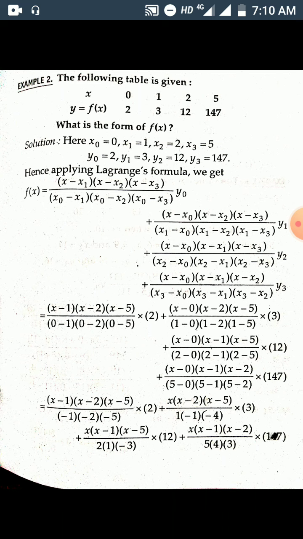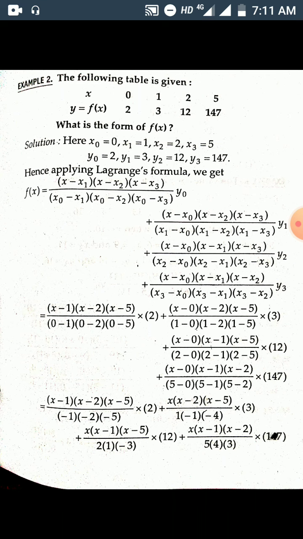So substituting the values of x0, x1, x2, x3, y0, y1, y2, y3, we will get (x minus 0)(x minus 2)(x minus 5) divided by (0 minus 1)(0 minus 2)(0 minus 5) into 2, plus (x minus 0)(x minus 2)(x minus 5) divided by (1 minus 0)(1 minus 2)(1 minus 5) into 3, plus (x minus 0)(x minus 1)(x minus 5) divided by (2 minus 0)(2 minus 1)(2 minus 5) into 12, plus (x minus 0)(x minus 1)(x minus 2) divided by (5 minus 0)(5 minus 1)(5 minus 2) into 147.